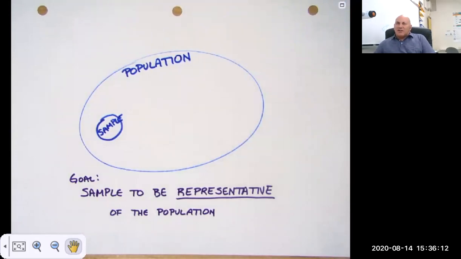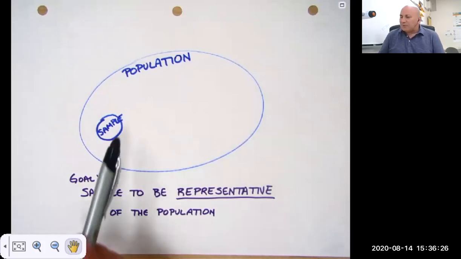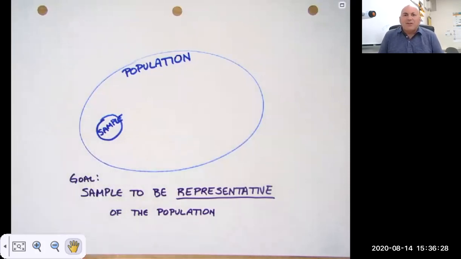The average height of professional basketball players is a lot taller than the average height of non-basketball players, for lack of a better term. So we always want our sample to be representative of the population. There are ways of doing that, but one way that we're going to study is a simple random sample, and we'll learn how to do that.